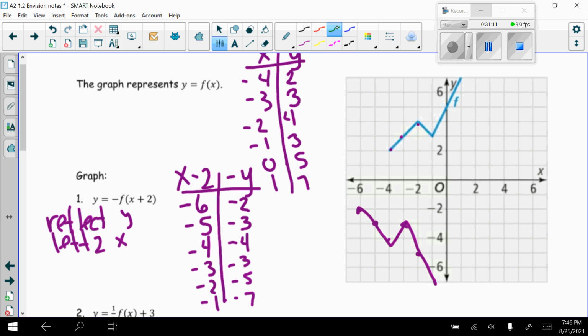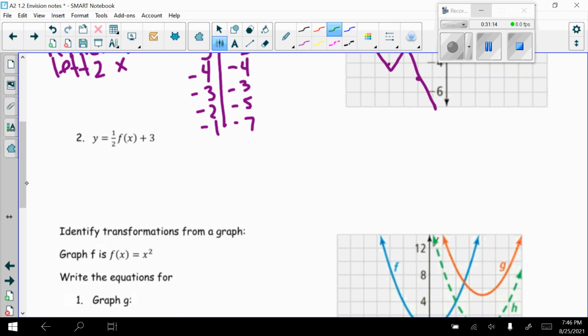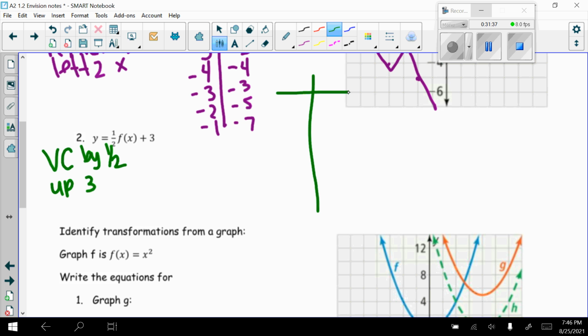So now I'm just going to switch colors. Let's look at the next one. Y equals 1/2 f of x plus 3. My 1/2 is on the outside. It's a fraction smaller than 1, so I know that this is a vertical compression by 1/2. Then the plus 3 tells me that it goes up 3. So my new XY table, I didn't have anything that affected my x's. My y's, it's 1/2 y plus 3.